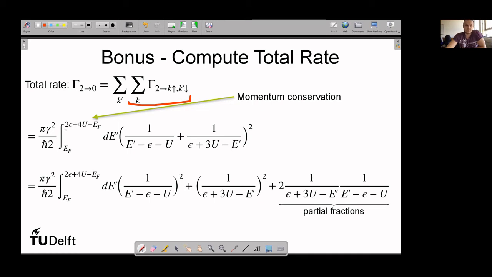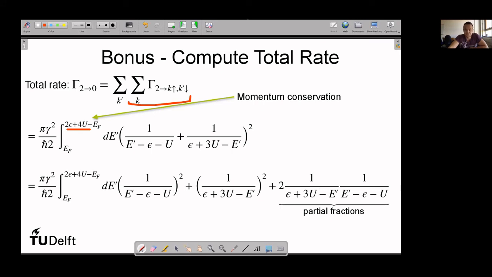So all the energies that are above this energy, 2 epsilon plus 4u minus EF, will be 0. And we integrate from the Fermi level until this energy. And we have the previous result, this squared. Now I don't show the final result, but one way to perform this integral is to expand this term, obtaining the usual first term squared plus the second term squared plus 2 times the multiplication of those two.